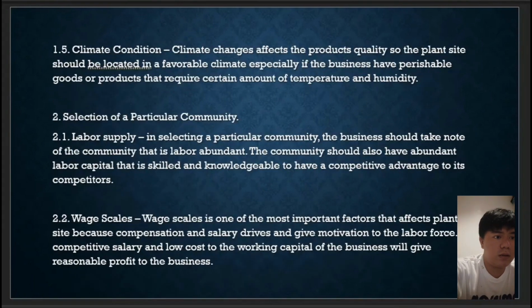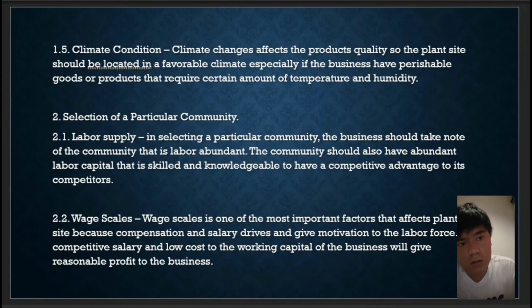So the next is 1.5, climate condition. The climate changes affect the production quality. So the plant site should be located in a favorable climate, especially if the business has perishable goods or products that require a certain amount of temperature and humidity.